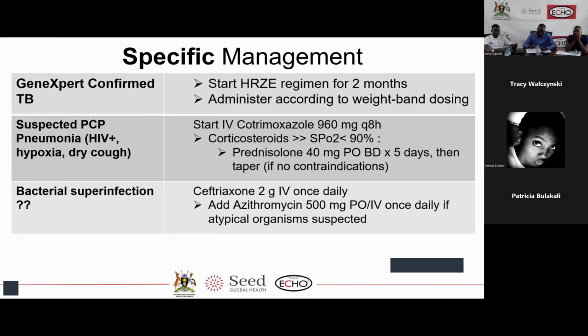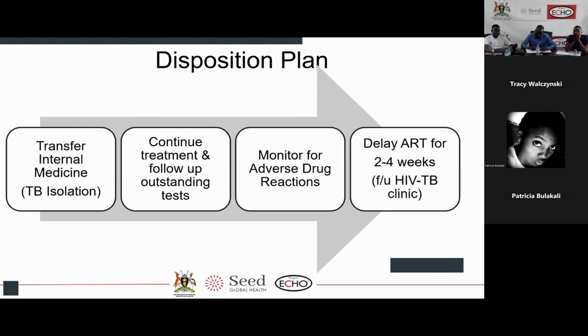Then last and important, what's the disposition plan? Transfer to internal medicine, specifically in the TB isolation. Continue treatment and follow up the test results. Monitor for drug adverse reaction. We will recommend a delay of ART for 2 to 4 weeks with the consult of HIV and TB clinic.